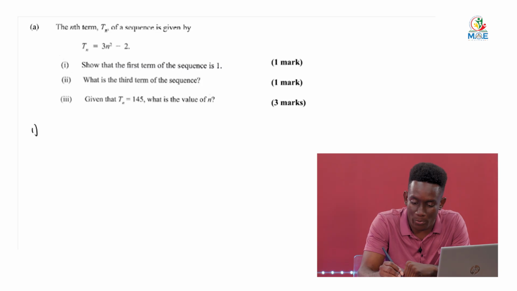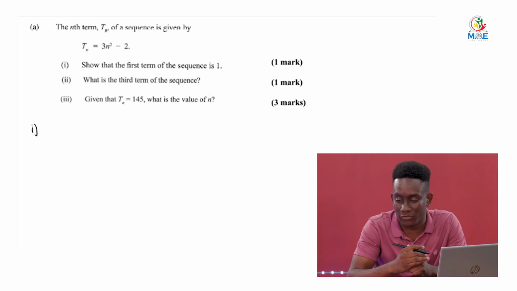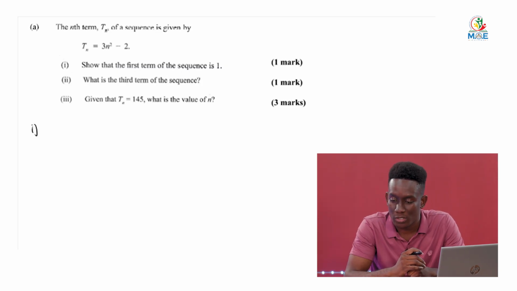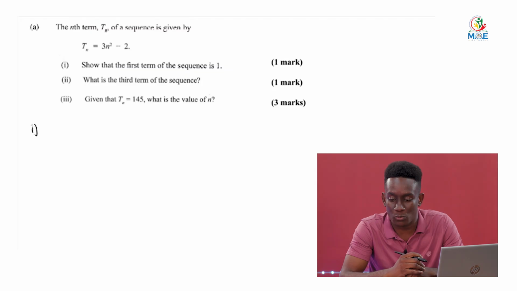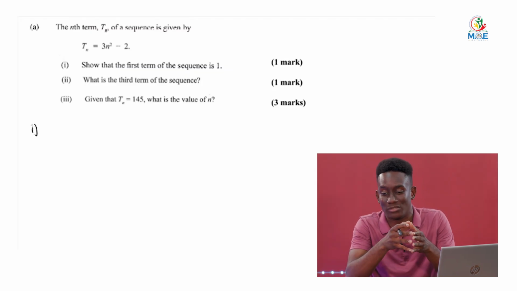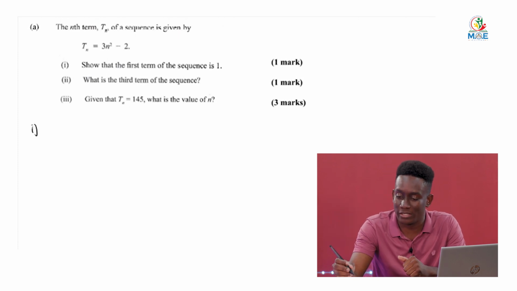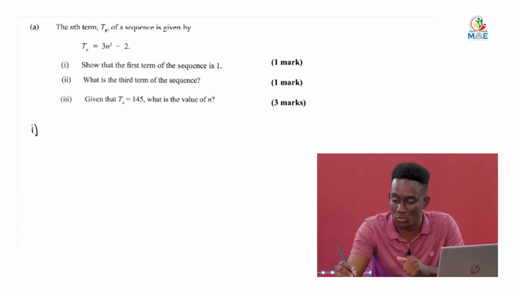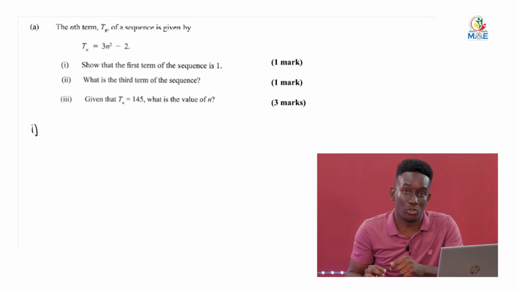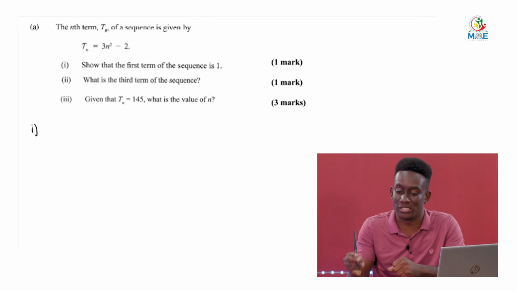So for part 1, show that the first term of the sequence is 1. Tn represents what that term is in the sequence whenever you put a number for n. And if you want to show that the first term is 1, we need to replace n with 1, and when we work that out, Tn should be equal to 1, and that will tell you that the first term in the sequence is 1.